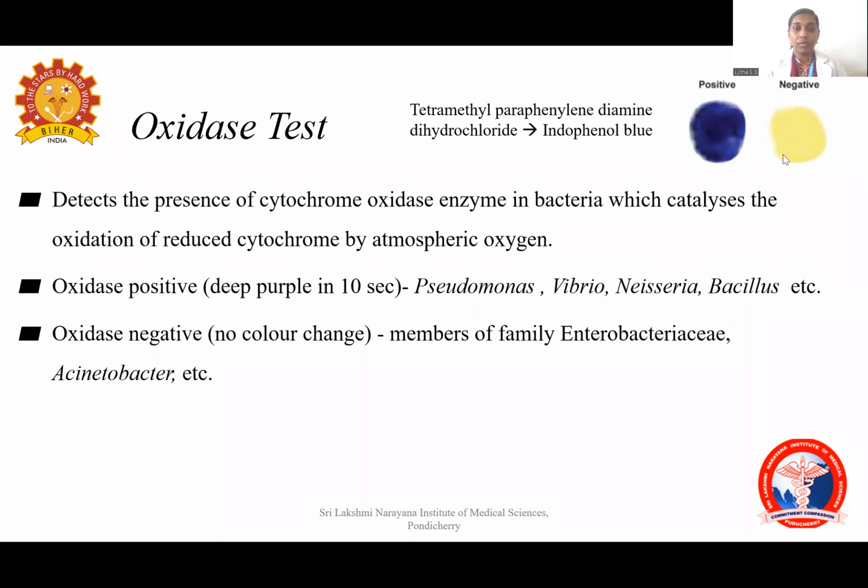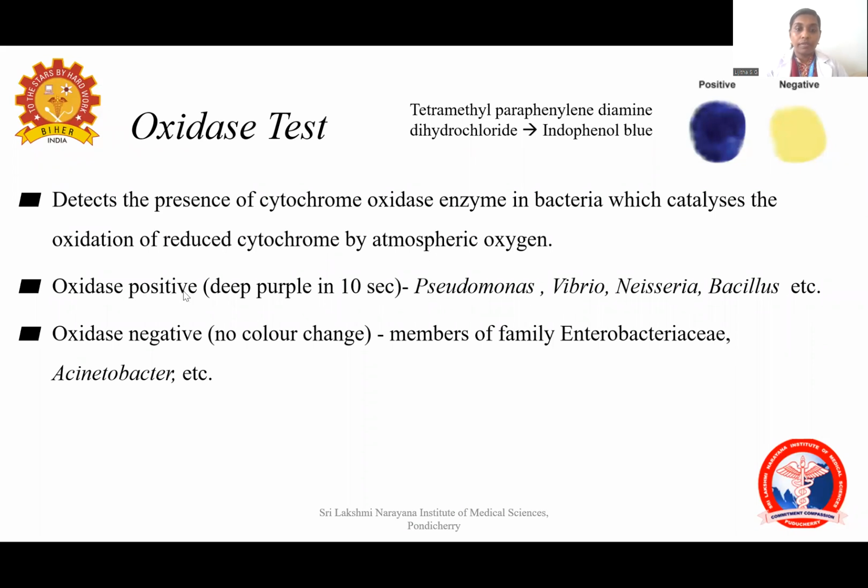If the organism is oxidase positive, it will give a purple color immediately after rubbing this colony on the filter paper containing the oxidase reagent. It should appear within 10 seconds. So a deep purple color will appear in 10 seconds if the organism is oxidase positive. That is because of the conversion of tetramethyl paraphenylene diamine dihydrochloride to a substance known as indophenol blue. And if it is negative, it will appear yellowish, or no color change is seen.